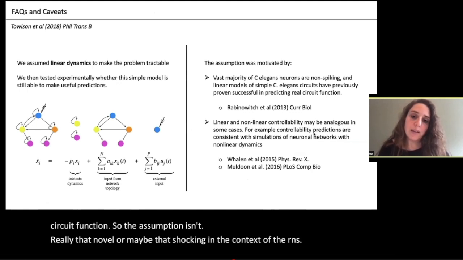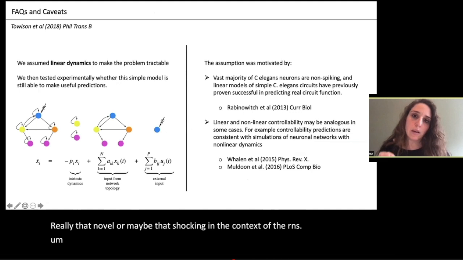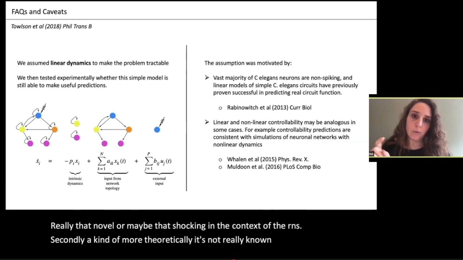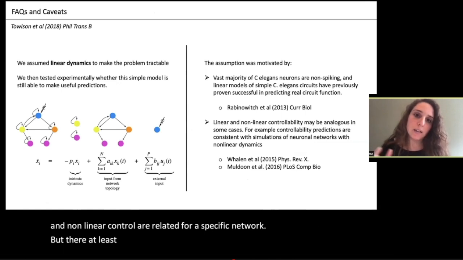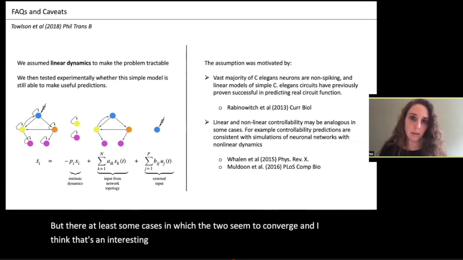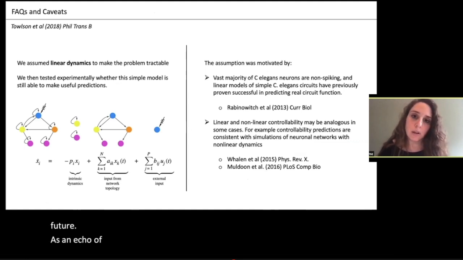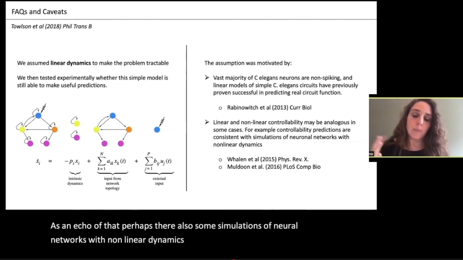Secondly, more theoretically, it's not really known how linear and nonlinear control are related for a specific network. But there are at least some cases in which the two seem to converge. And I think that's an interesting theoretical direction to pursue in the future. As an echo of that, perhaps, there are also some simulations of neural networks with nonlinear dynamics, which were successfully predicted or replicated with linear control tools.